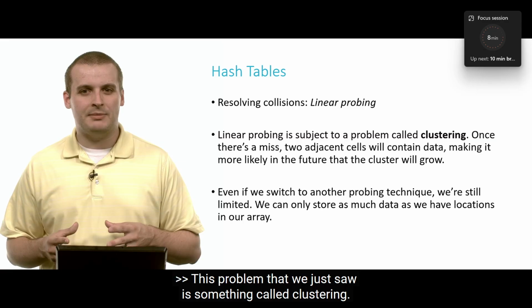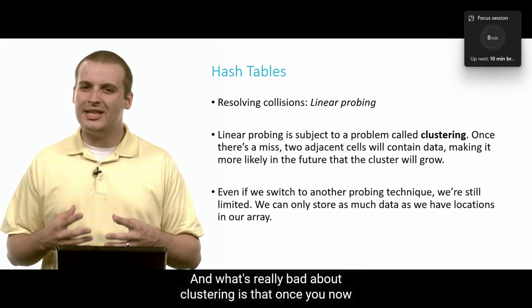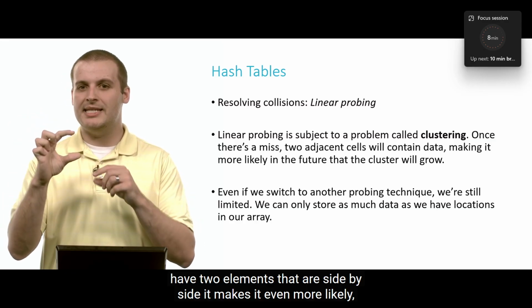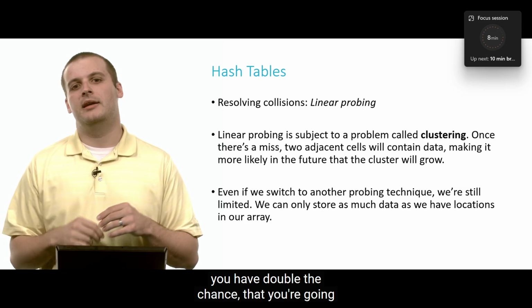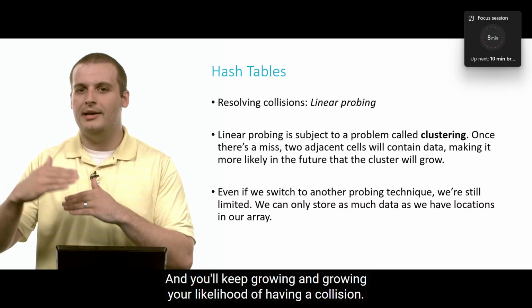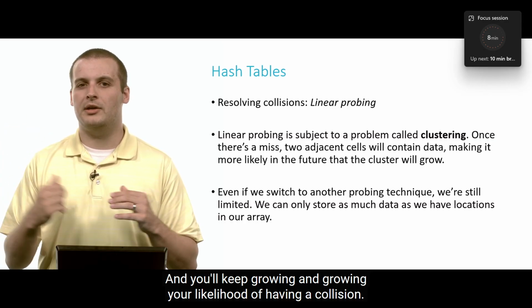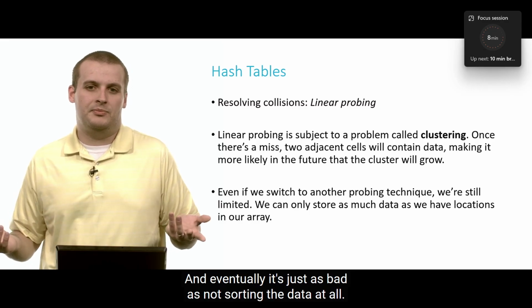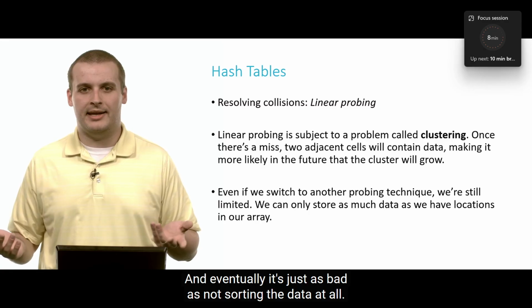This problem that we just saw is something called clustering. And what's really bad about clustering is that once you have 2 elements that are side by side, it makes it even more likely. You have double the chance that you're going to have another collision with that cluster, and the cluster will grow by 1. And you'll keep growing and growing your likelihood of having a collision. And eventually, it's just as bad as not sorting the data at all.